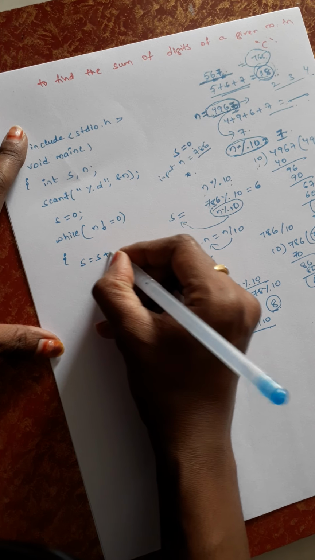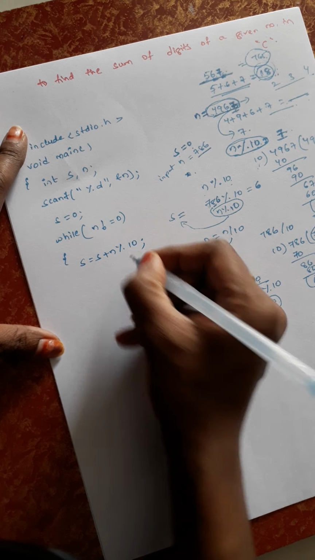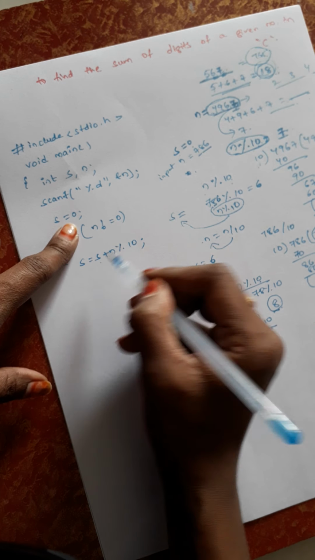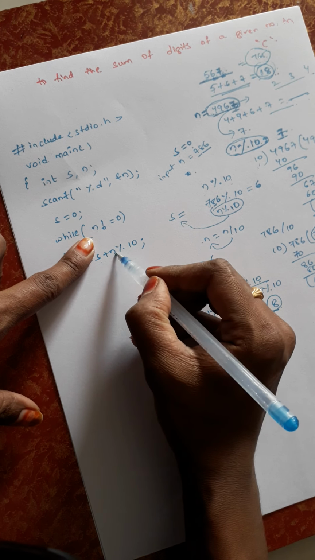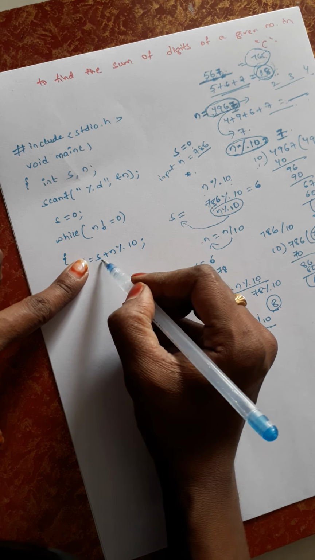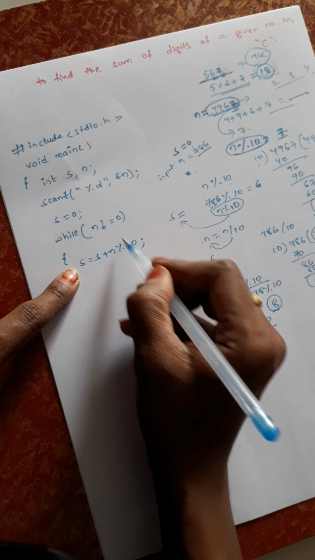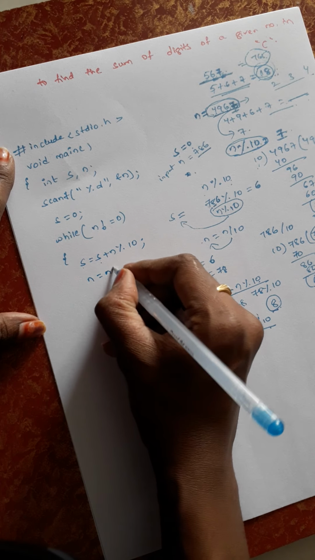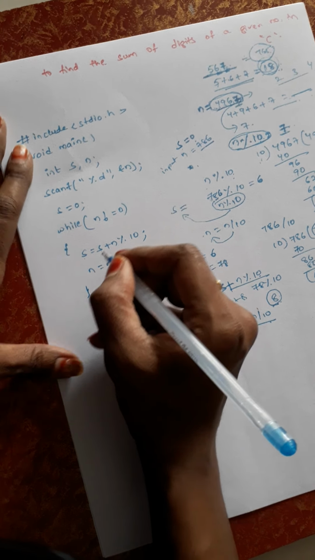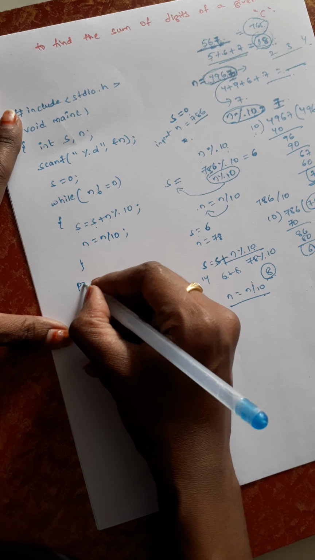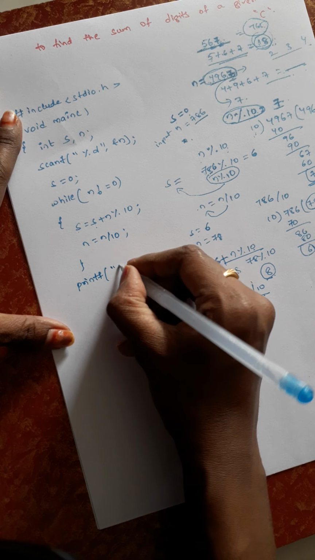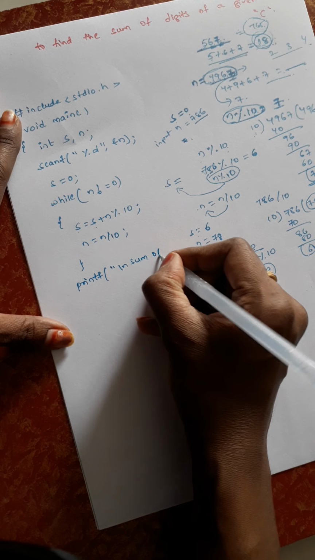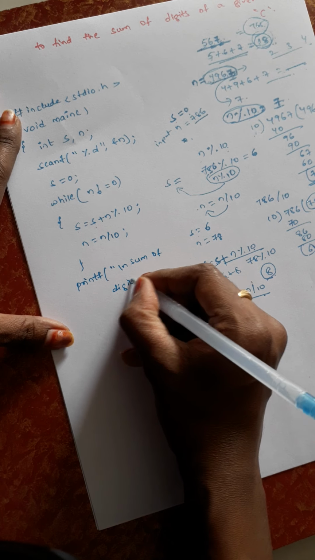s equals s plus n modulus 10. Because initially s equals 0, and n modulus 10 gives the remainder, so the remainder is assigned to s. Next time it is added with s, like that. n equals n by 10, that's all. So here we get the s value, the sum of digits of a given number.